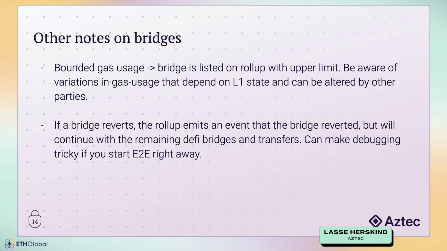If a bridge will revert in a call, the rollup will not fail, but it will emit an event where it's just like false for failing. But otherwise it will just continue executing. This can make debugging a bit tricky if you start with doing end-to-end tests, just because you won't see any of your revert messages directly, you would need to look for them inside events.